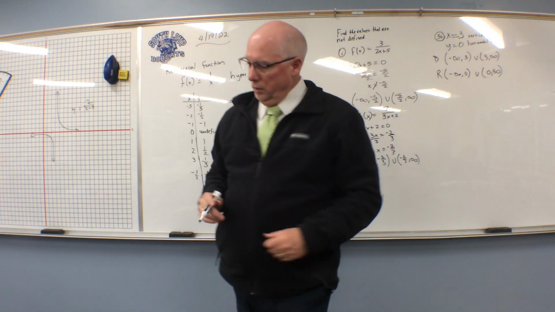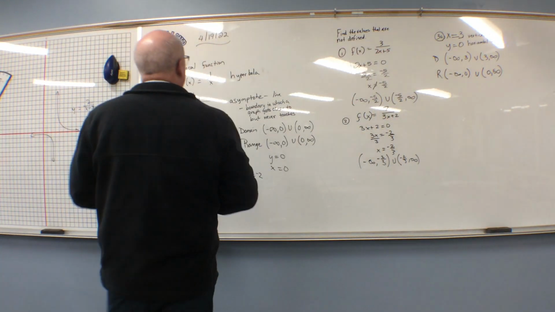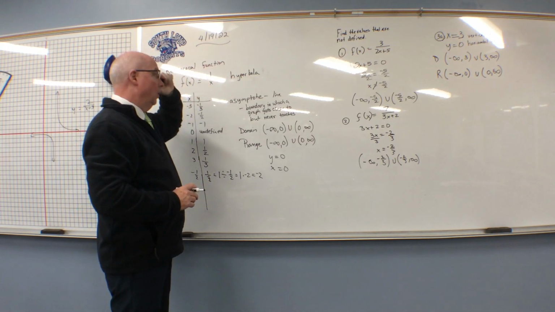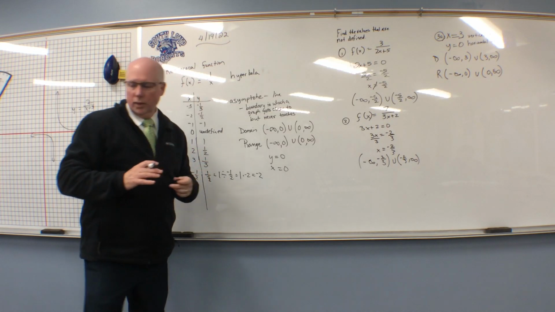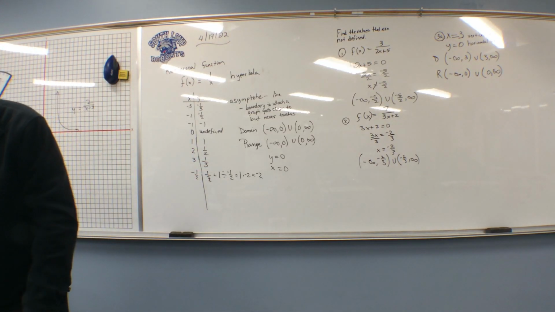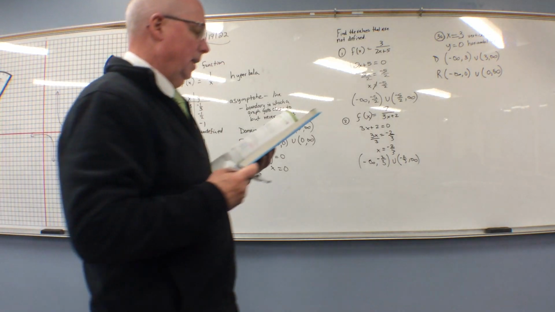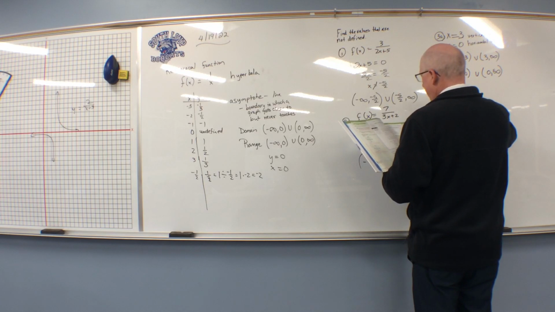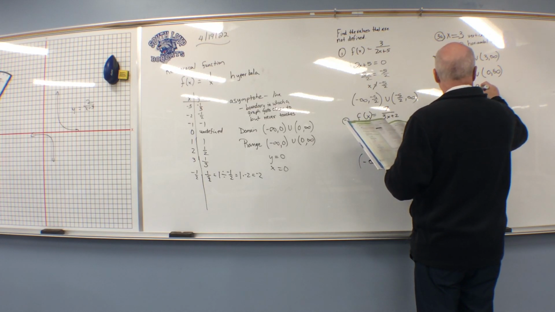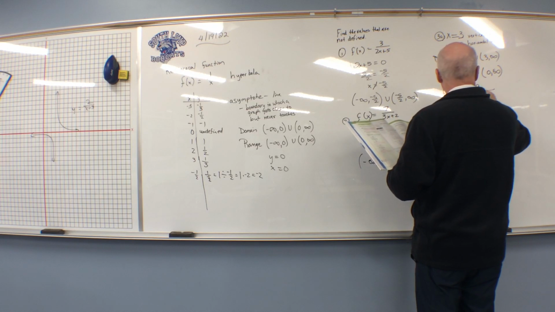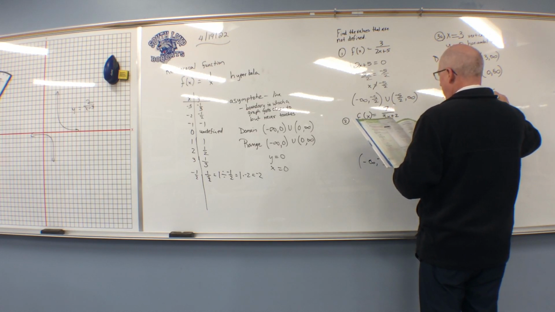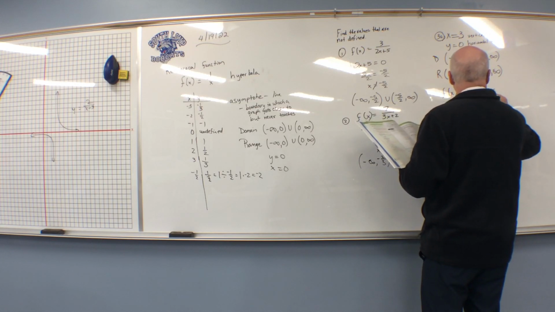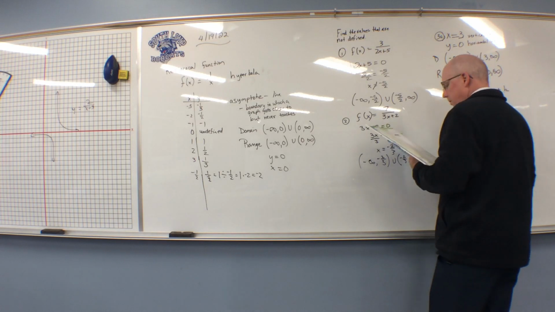Okay. Now, one thing we can do is, remember, this is a parent graph, so we can move it around. Now what we're going to do is, on page 485, there's a chart there that talks about moving stuff around. Okay, and I'm going to write it like this: f of x equals a over x minus h, plus k, right?